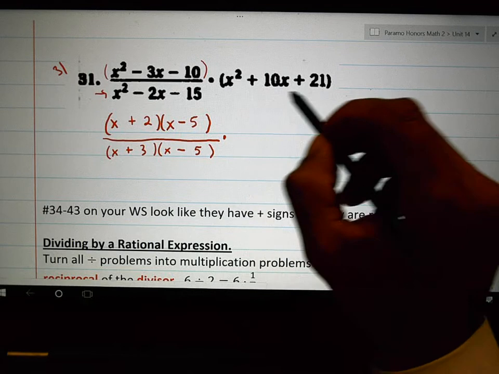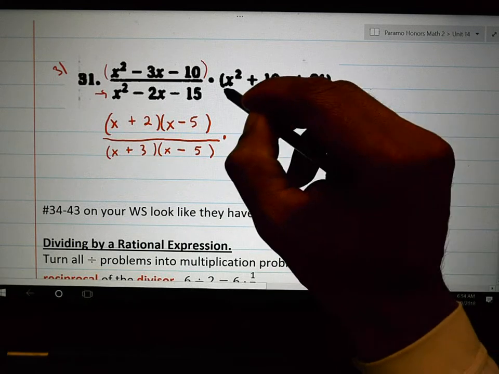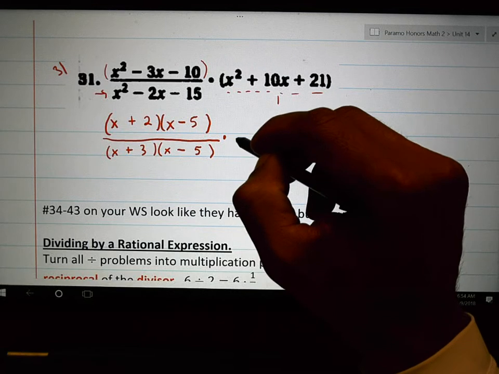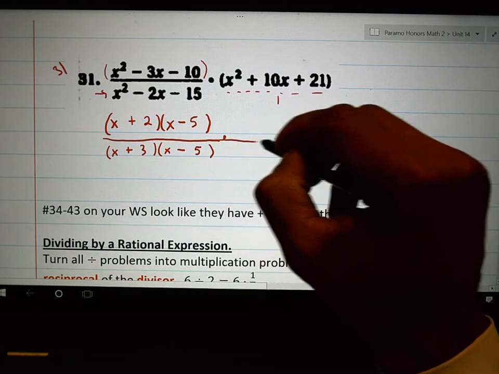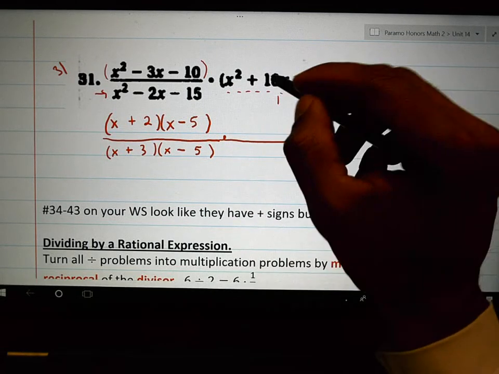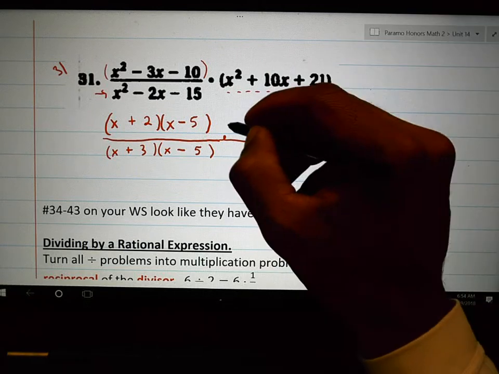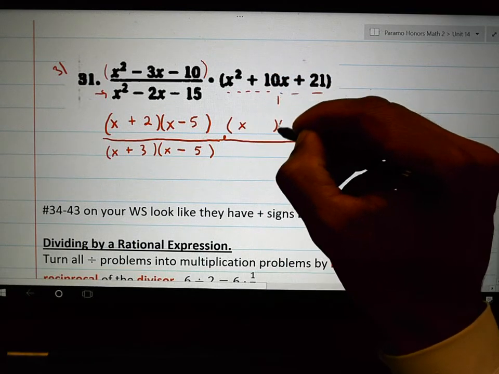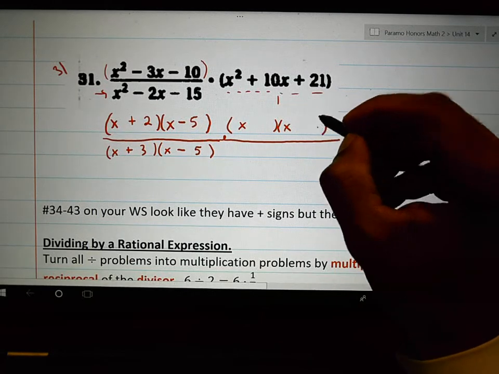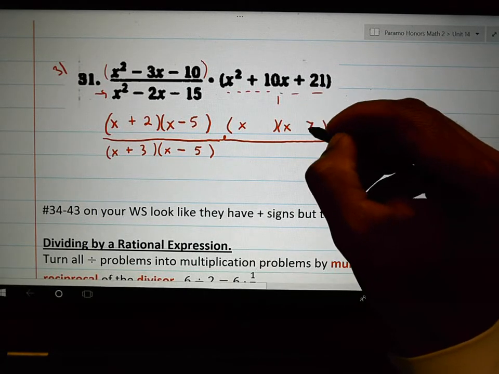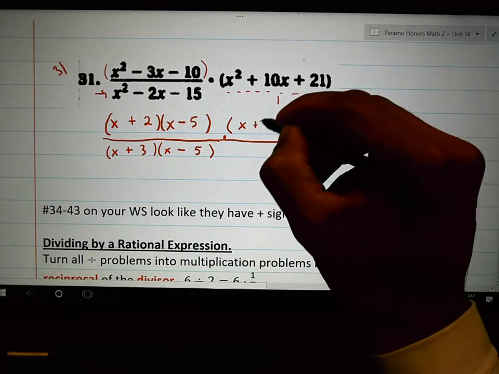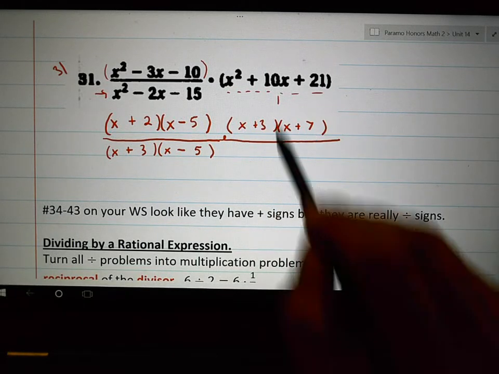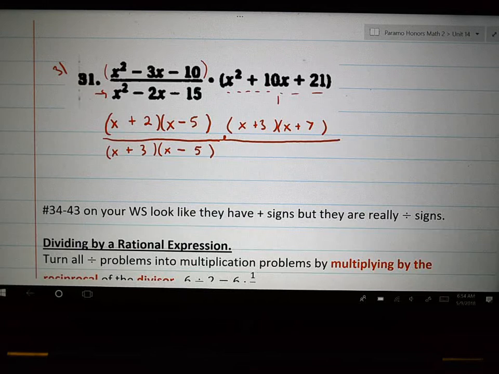That means this is in the numerator, by the way. Technically, this is over 1. So the denominator would be here. If I want to, I can just say multiply by. Seven and 3. 3 times 7 is 21. 3 plus 7 is 10. That looks like it works.